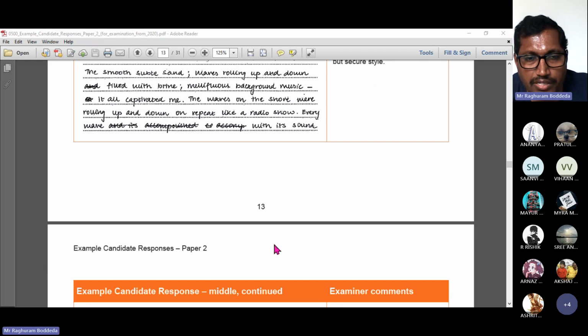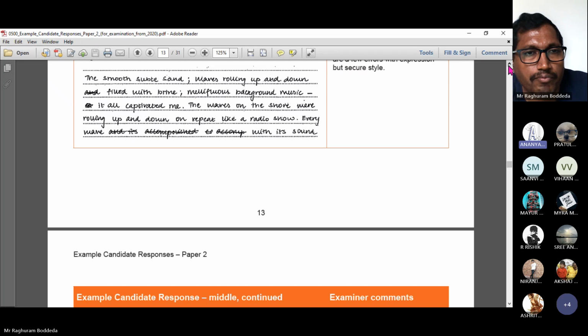Next person, okay, this one, Ananya. Ananya. Yeah, sir. Please read this one. Yeah, para, sir. The smooth, subtle sand, waves rolling up and down, filled with brine.